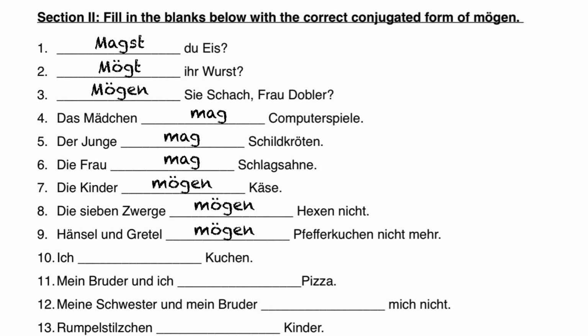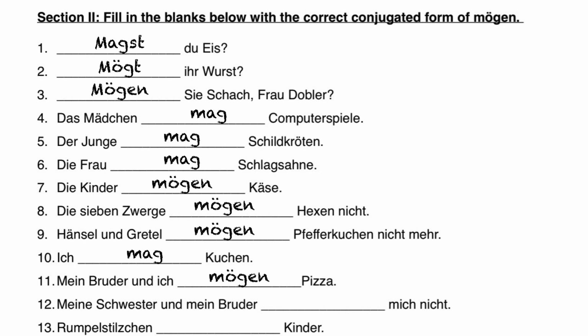Ich something Kuchen. In this sentence we have ich. Ich is always the subject. There are no exceptions to this. If ich is in the sentence, it's the subject, and therefore we have to use here ich mag Kuchen. I like cake. In number 11, we have here mein Bruder und ich. As I mentioned before, ich is always the subject, but in this case we have und in front of it, which means that we have my brother and I, which would make it the we form. So we use here the wir form, which is mögen. Mein Bruder und ich mögen Pizza. My brother and I like pizza.